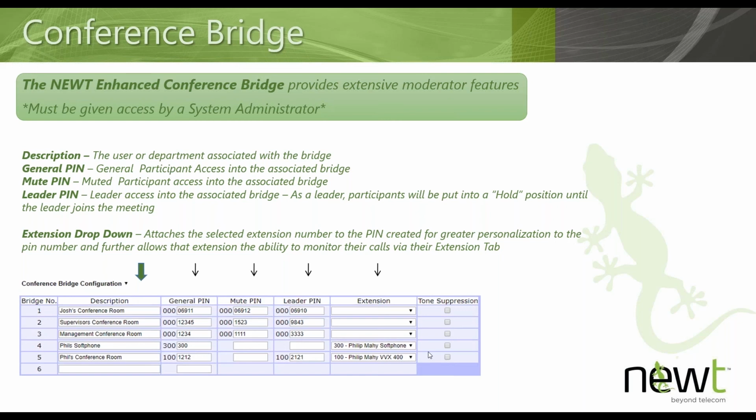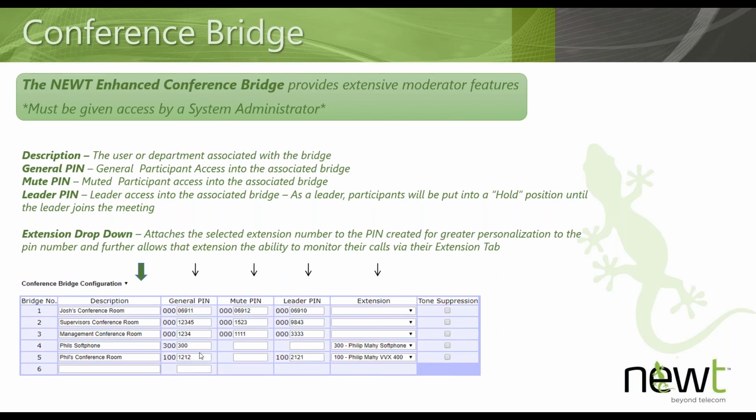However, just to give you a rundown, if you've been given a conference bridge as an end user, then you can change the description of the conference bridge to be what you'd like it to be. You can change the PIN number, and you could utilize one of 3 different types of PIN numbers. Actually, you could use them all too. General PIN number. Okay, this is the general participant access that's associated with the bridge.